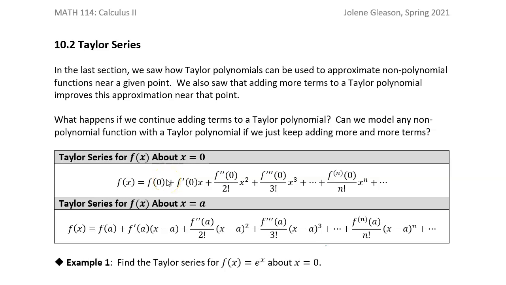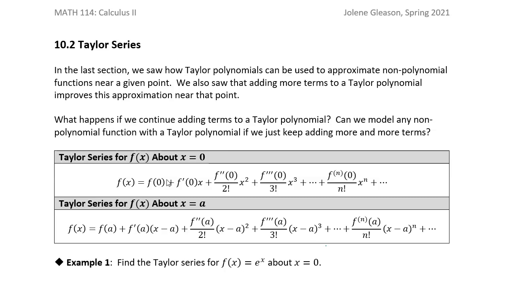All right. In the last lecture, we saw how we can use Taylor polynomials to approximate a non-polynomial function near a given point. And we saw that as we add more and more terms to a Taylor polynomial, it improves the approximation near that point. And so we might ask ourselves, well, what happens if we just keep adding terms to a Taylor polynomial? Can we model the whole function with a Taylor polynomial? How good is our approximation? How far out can we go from that point that we're modeling around and have it still be a decent approximation? So in this section, we're going to start answering some of those questions.